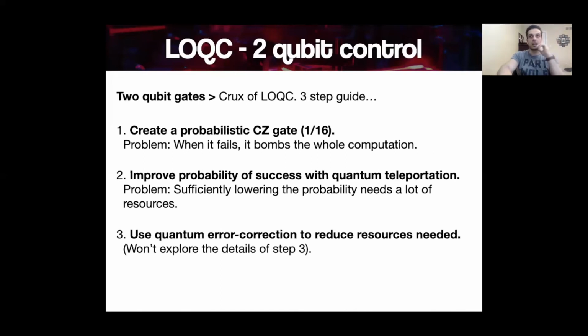And then this element I won't go over here is that you can use quantum error correction to reduce the resources needed. One thing I should say on point 2: we can improve the probability of success with quantum teleportation, and we can keep adding more and more resources to keep improving that probability of success. But the amount of resources doesn't scale well. So we use quantum error correction to improve the rate at which our extra resources scale.